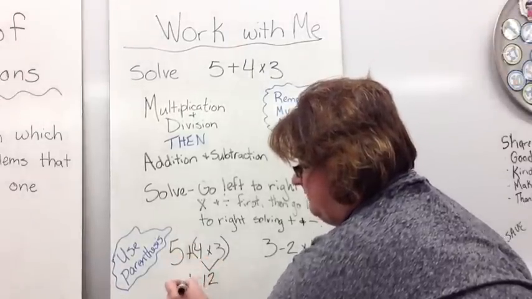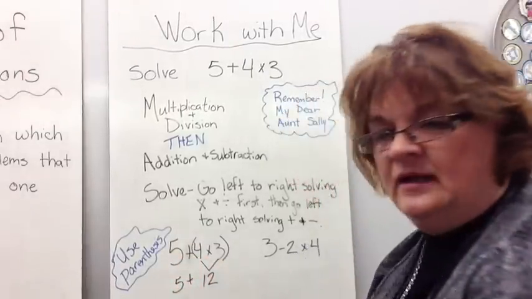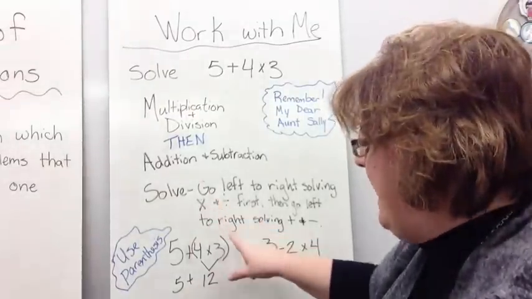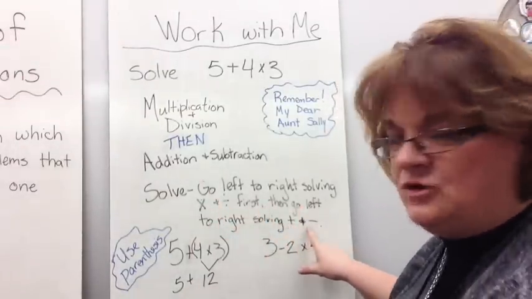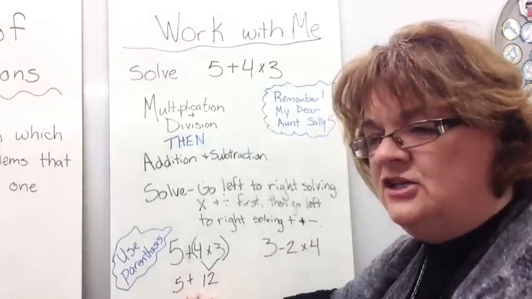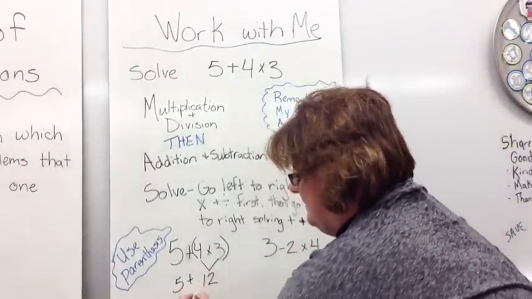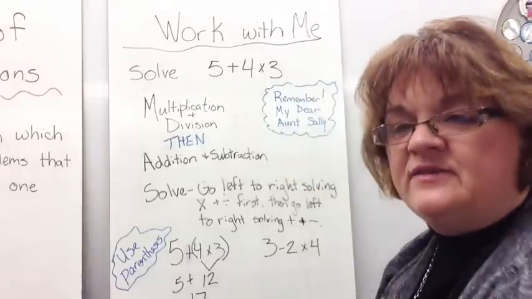Then you just bring the plus and the 5 straight down, and you end up with a sentence that says 5 plus 12. Now you can do that left to right, solving addition and subtraction. Well, there's no subtraction, it's simply addition. So 5 plus 12 is 17. The answer to this problem is 17.